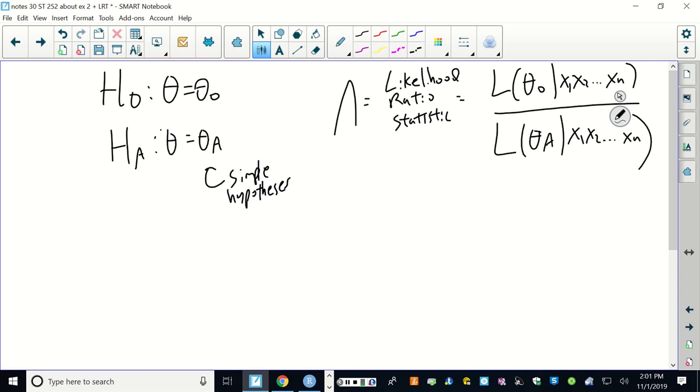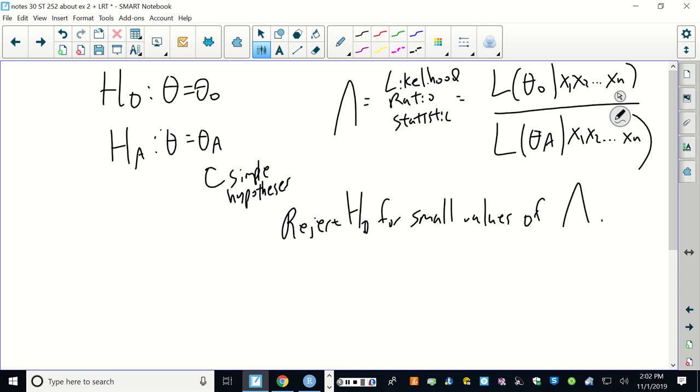So we end up rejecting the null hypothesis for small values of this likelihood ratio. Right? So we want to reject H0, not lambda, for small values of lambda. Right? So you could say reject H0 for lambda less than some cutoff C. And so we have to determine what C would be, right?